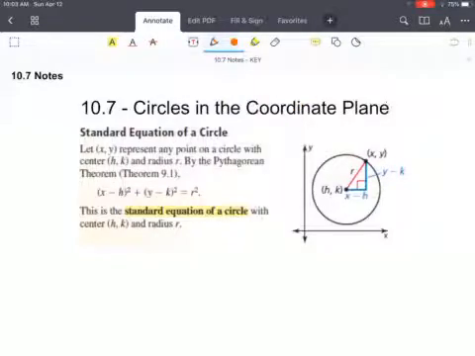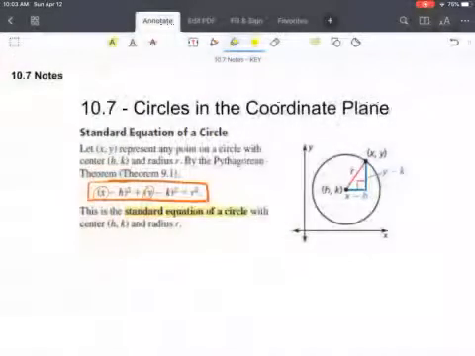So first off, this is the standard form for the equation of a circle. The x and the y are always going to be there. We can plug in x values and y values to see if points are on the circle. The key part here is going to be the minus h, minus k, and r squared.